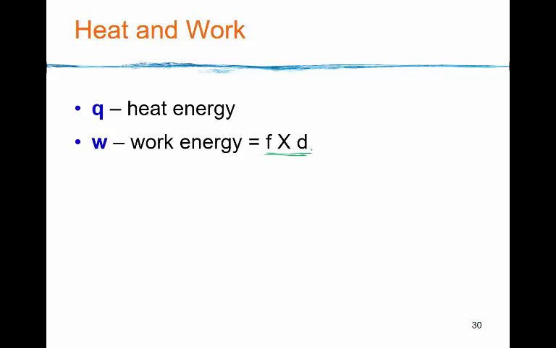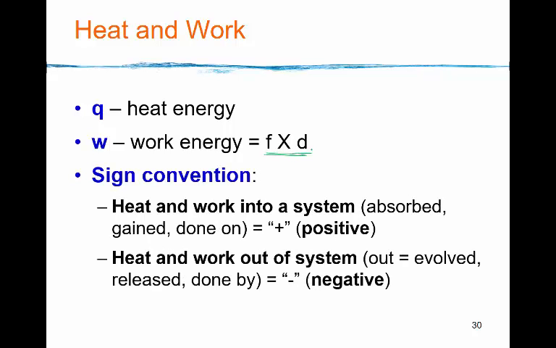Q is heat energy, W is the work energy, and that is force times distance. The sign convention is that the heat and work that's put into the system, done to it, absorbed into it, anything into the system is going to be positive. And anything leaving the system, going out, evolving, released, is going to be negative. So work done on the system is positive, and work done by the system or released from the system is negative.